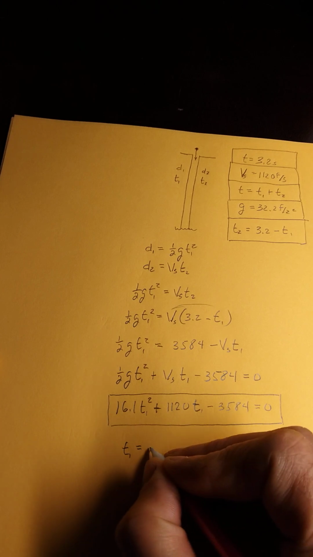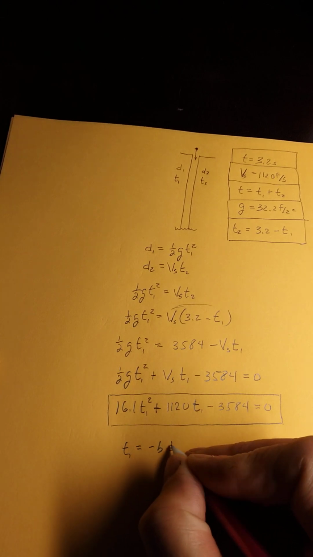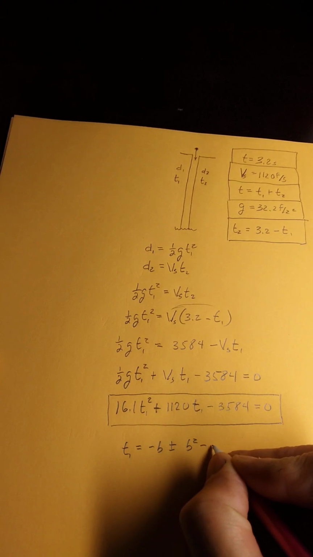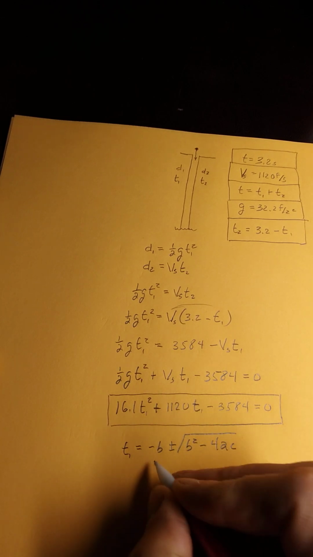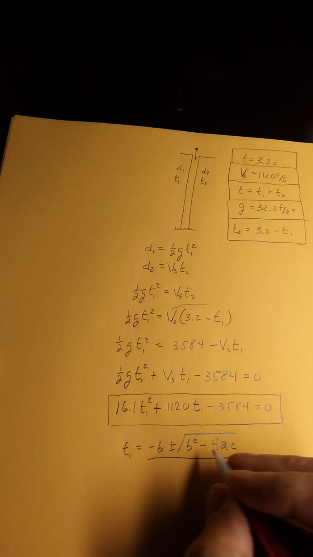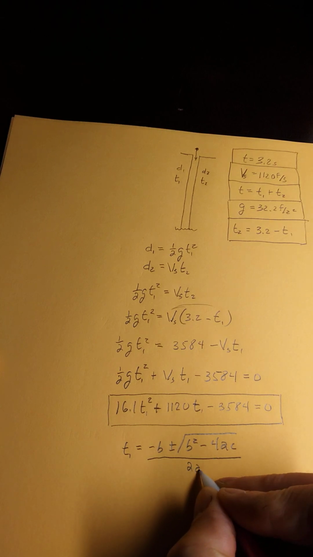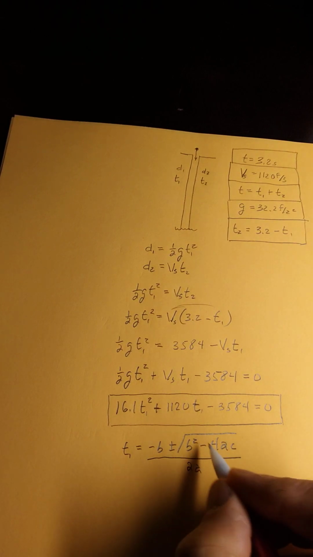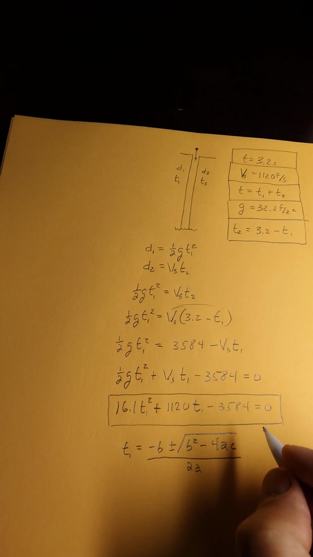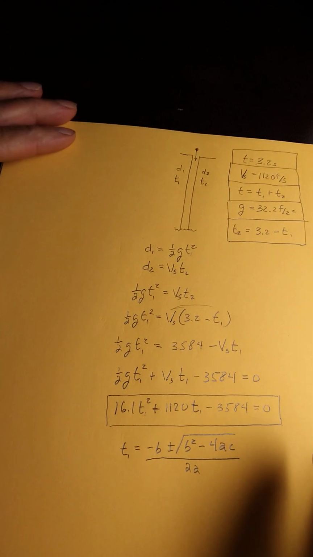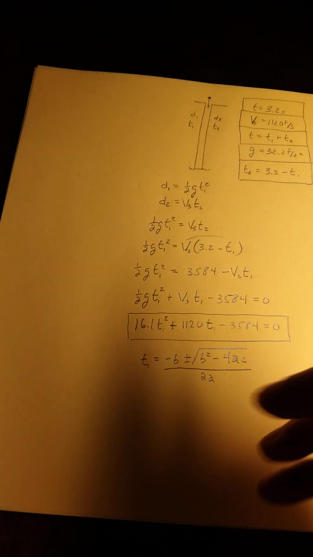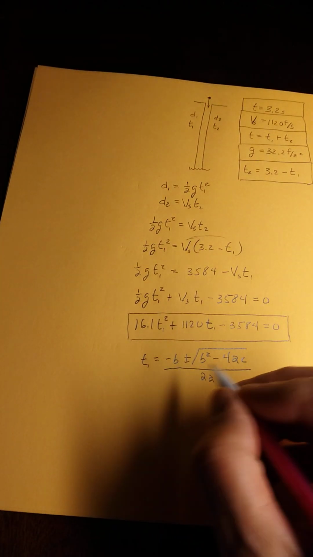t1 is equal to negative b plus or minus the square root of b squared minus 4ac, and we divide the whole thing by 2a. We're going to hope this square root doesn't have a negative in it. If it does, then we're going to have to deal with imaginary numbers. But so far, I think we're pretty good. So let's plug some numbers in here.